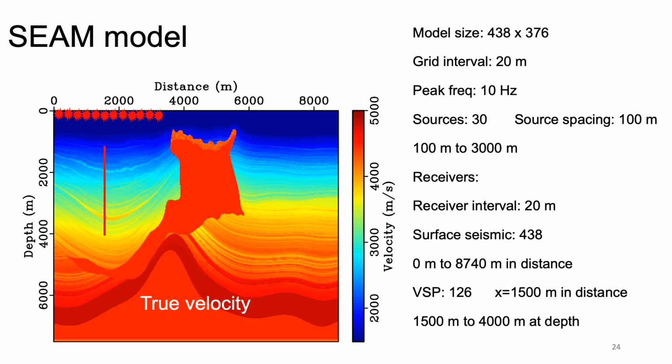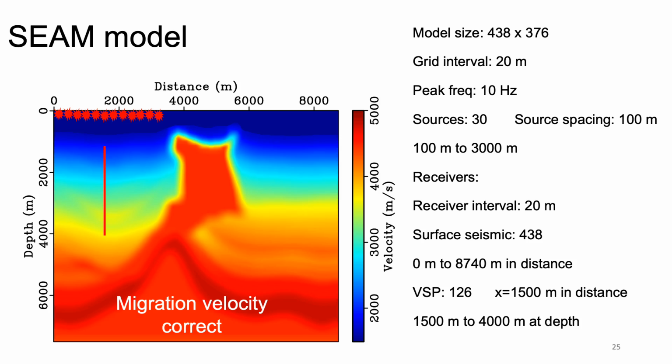There are in total 30 sources on the surface from x equals 100 meters to x equals 3000 meters, with a source spacing of 100 meters. For the surface seismic survey, there are 438 receivers deployed on the surface with a receiver interval of 20 meters. For the VSP survey, there are 126 receivers at x equals 1500 meters in distance, from z equals 1500 meters to z equals 4000 meters at depth. The receiver interval is 20 meters.